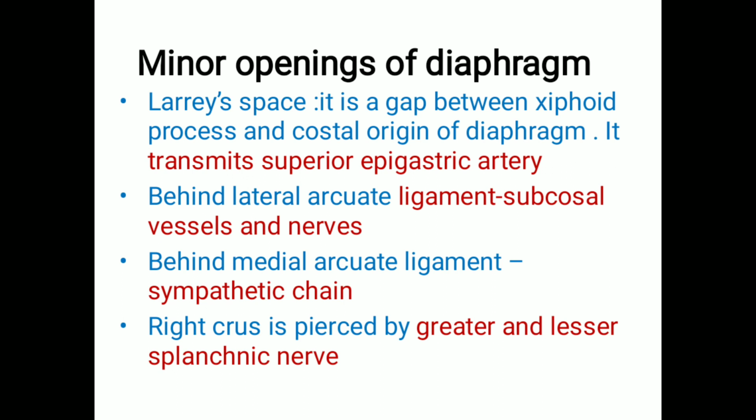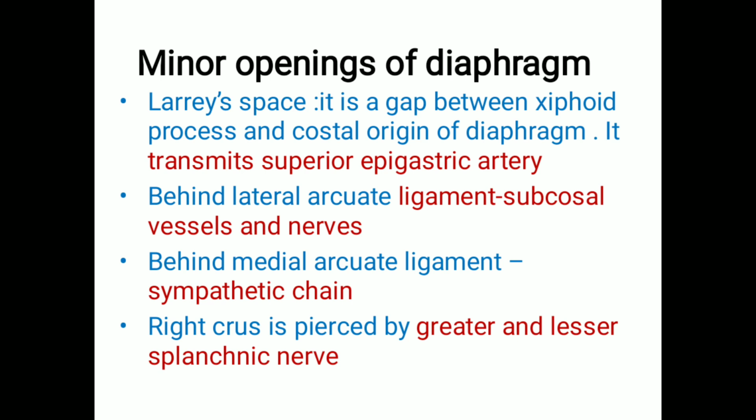Next, from behind the lateral arcuate ligament, that is for the subcostal vessels and the nerve. Subcostal means 12th rib, so there you see subcostal vessels and nerve. Behind the medial arcuate ligament is the chain, that is called the sympathetic chain. Then next comes the right crus, where you have seen the origin of the diaphragm. The right crus is pierced by the greater and lesser splanchnic nerves.